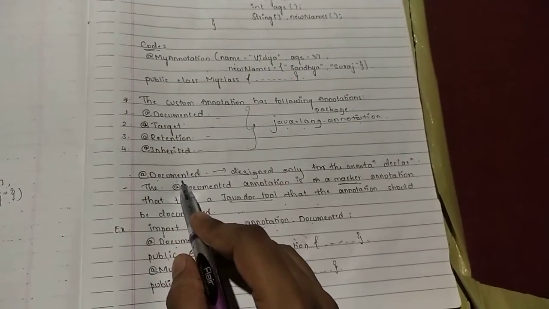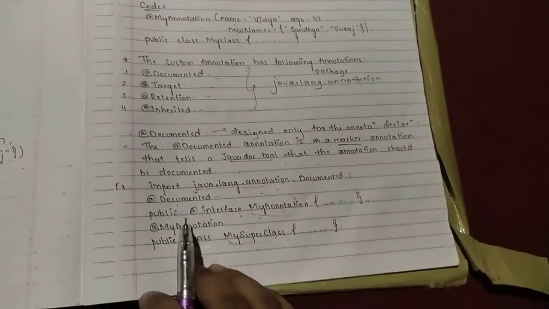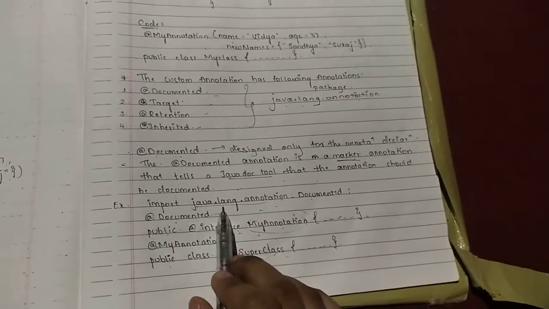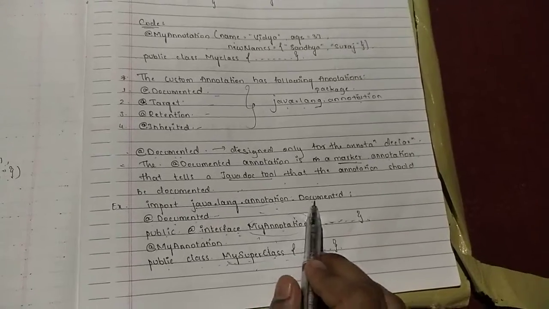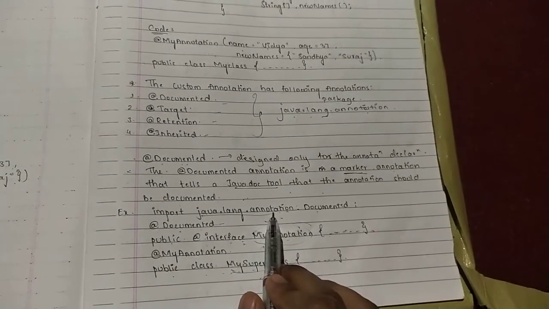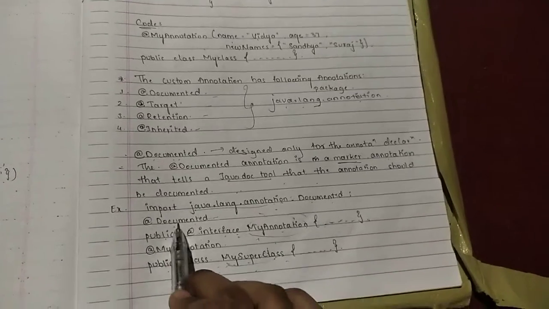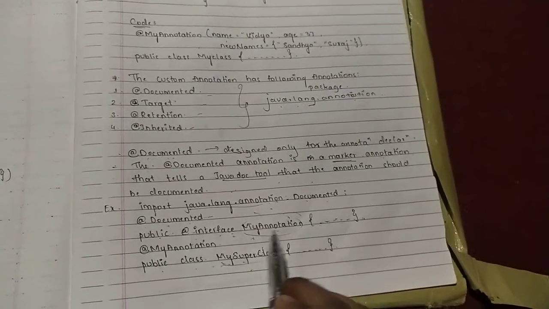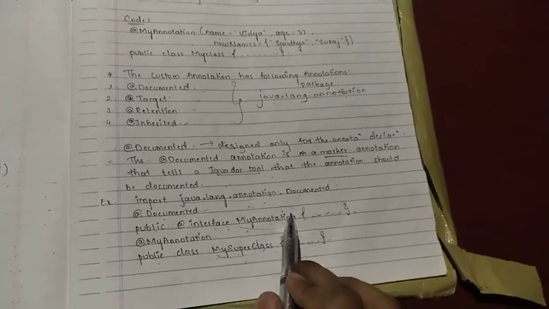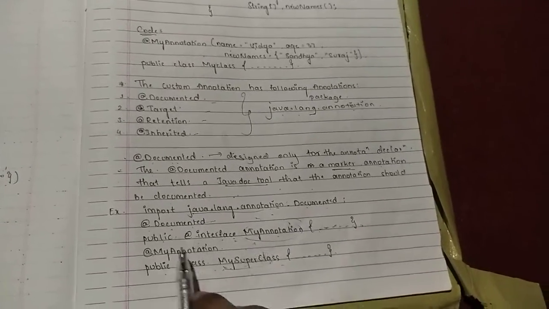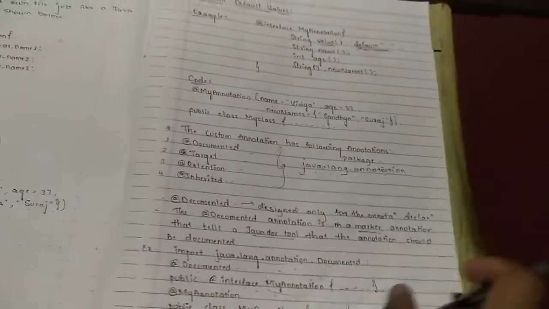The example for @Documented is: import java.lang.annotation.Documented. This is because it is imported from this package. @Documented public @interface MyAnnotation, where MyAnnotation is the name of the annotation, followed by open and close curly brackets. Then @MyAnnotation public class MySuperClass, open and close curly brackets.